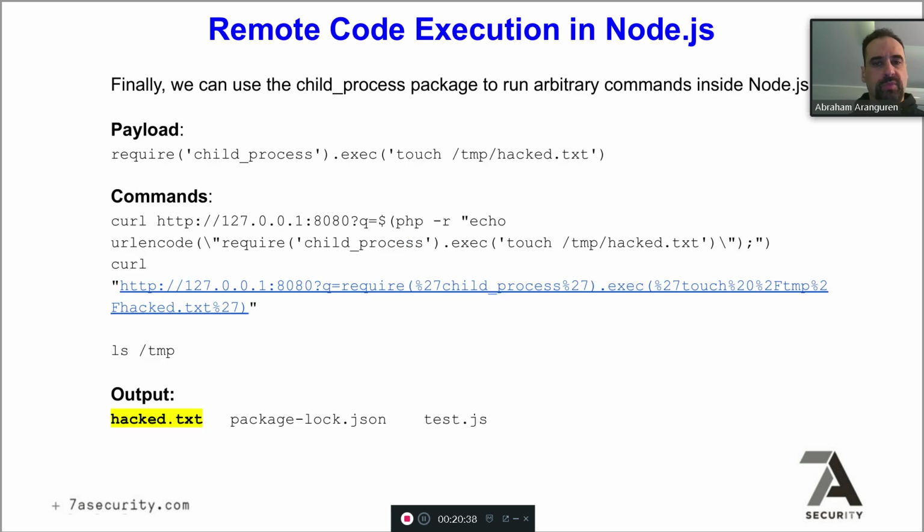What other things can we do? We can, for example, create local files, right? We can do require child_process and then exec touch, and create a local file in /tmp like hack.txt. We can do that with curl, for example, with the URL encode trick that I showed before: require child_process exec of touch /tmp/hack.txt. This will create this temporary file, and this is the URL encoded version. Now if you check the contents of your /tmp directory, you will see hack.txt saved in there.